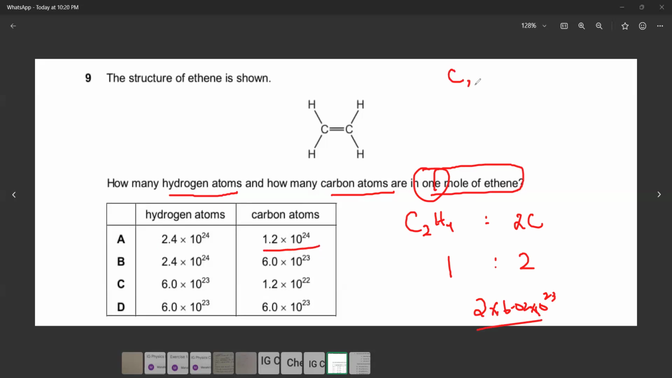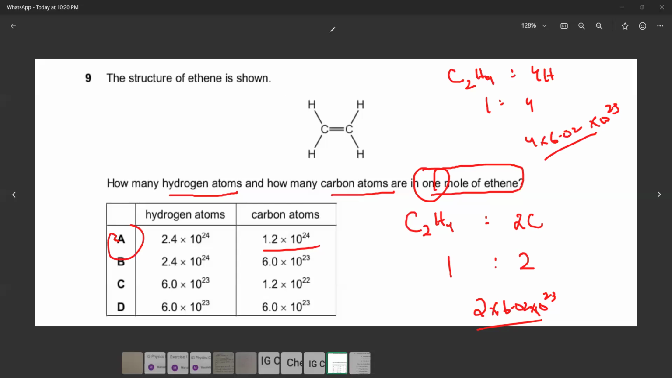How about hydrogen? One molecule contains how many hydrogen? 4 hydrogen. So the ratio is 1:4. So if I have 1 mole, I will have 4 moles of hydrogen. And 4 moles of hydrogen, how many particles will be there? 6.02 exponent 23, I'll multiply. So what will I get? I will get 2.4 exponent 24.